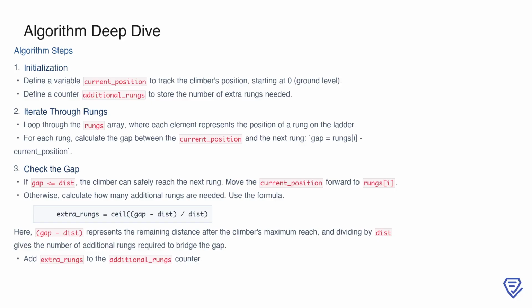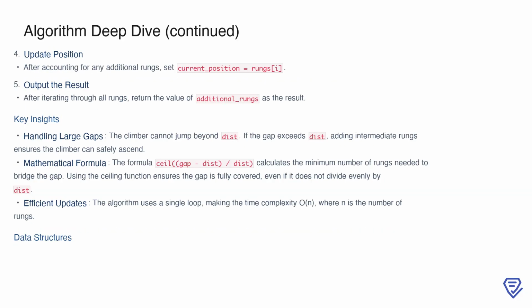Once the appropriate number of additional rungs has been determined for a gap, we update the climber's current_position to the position of the next rung, whether it was originally in the ladder or added by us. This process continues for every rung in the rungs array. After processing all the rungs, the value in the additional_rungs counter is returned as the final result, indicating the total number of additional rungs needed to make the ladder climbable.